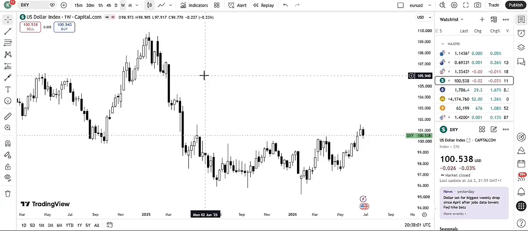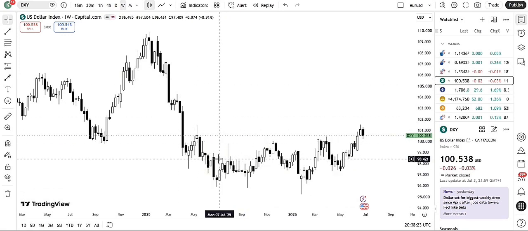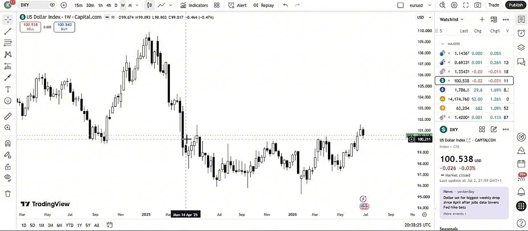Today, we are breaking down the dollar index, Euro USD, and GBP USD to identify where liquidity sits and what the higher time frame is telling us, and the levels I'm watching before the new trading week begins. Let's get into it. The first thing we can see here is that the dollar index has been ranging for almost a year now, or more than a year right now.